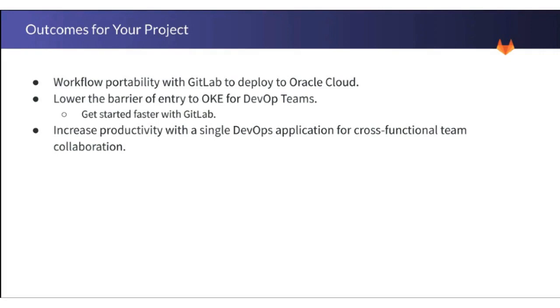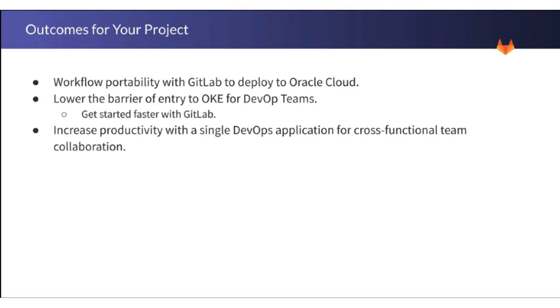So we're hoping that today you'll be able to get the following outcomes for your project or your teams to see that with GitLab and Oracle, you can achieve the workflow portability and deploy to Oracle. GitLab allows you to be platform agnostic and also lower the barrier of entry to Kubernetes integration that GitLab has. So you can connect your Oracle Kubernetes directly to GitLab via a nice graphical user interface.